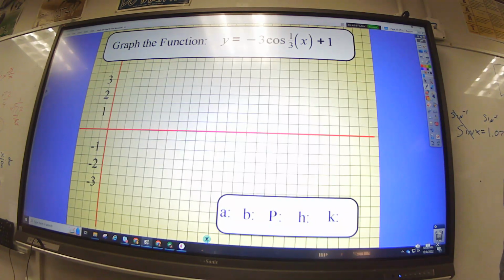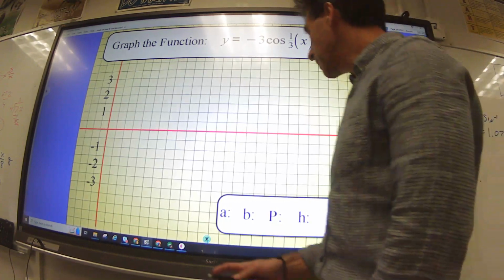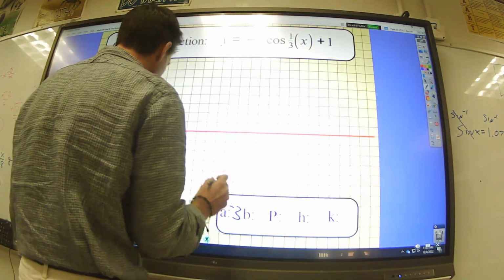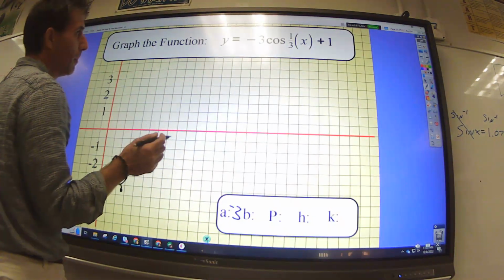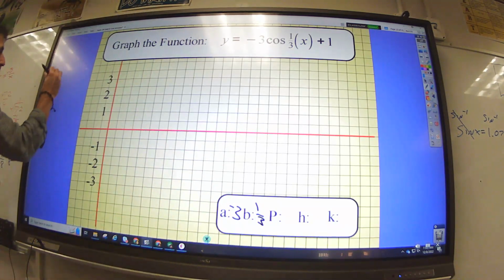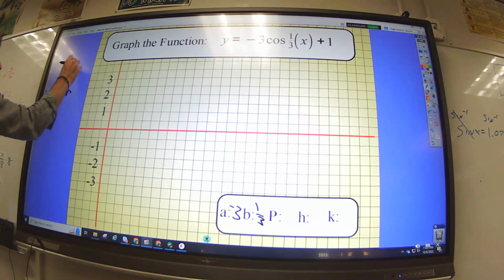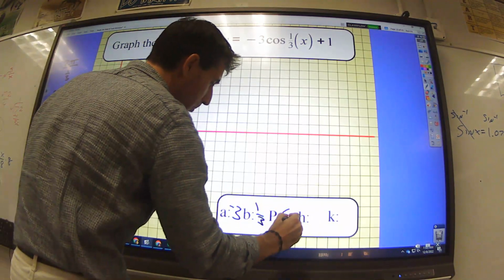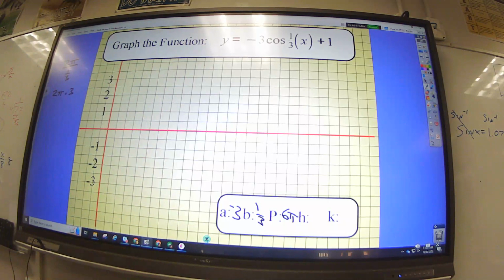Okay. Here we go, guys. Here's where the rubber hits the road. All right. Let's put our A, B, P, H, and K. A is -3, so I don't forget. B is 1/3. P is 2 pi divided by B, which is 2 pi times 3/1, which is 6 pi. I skipped a bunch of steps. Are there any questions on how I got 6 pi? Because I can do that slower if anyone needs.